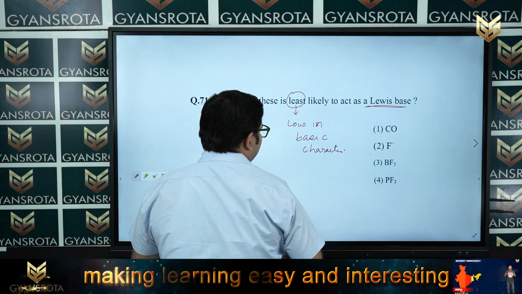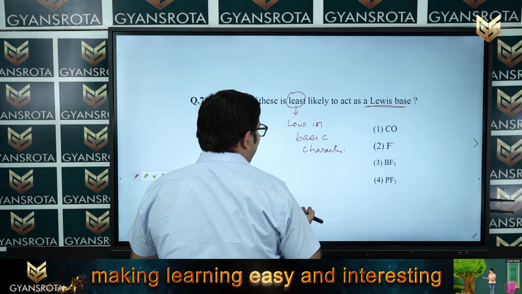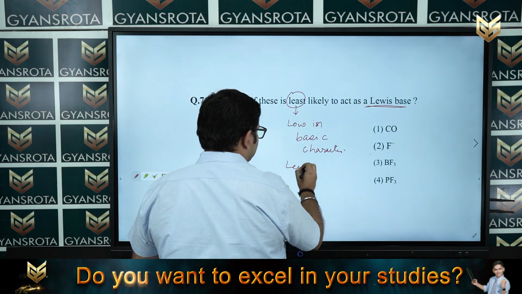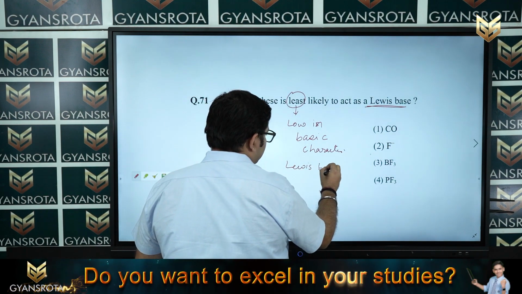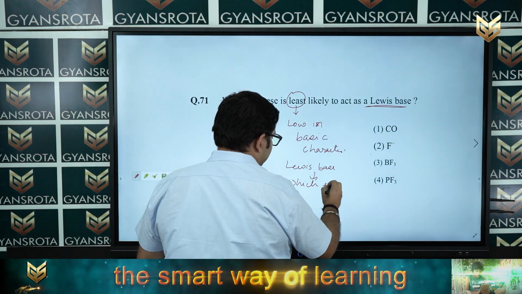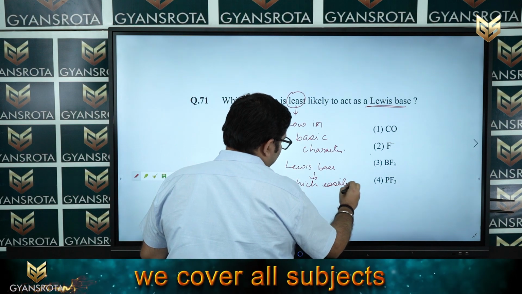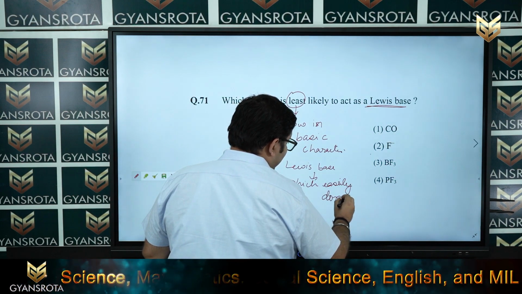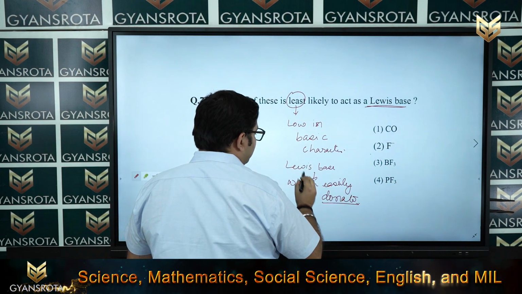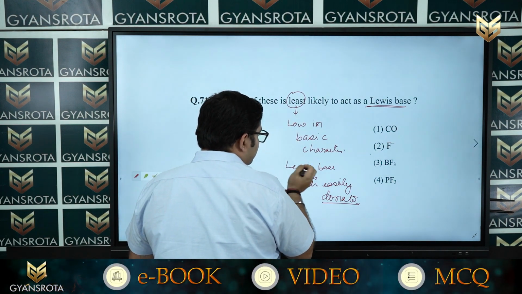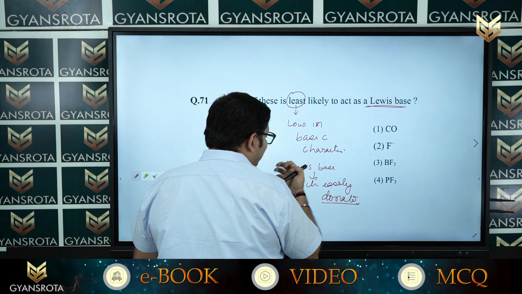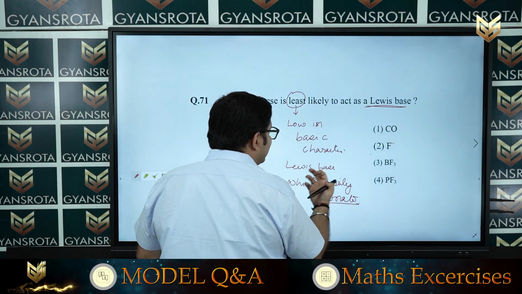Now, basic characters are those that can donate electrons, right. Lewis base means one which easily donates electrons. But here we have to find the compound which does not donate electrons, the one that does not have electrons to donate itself.